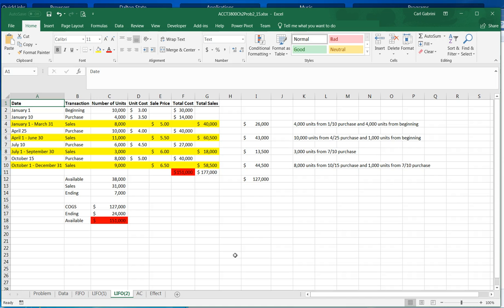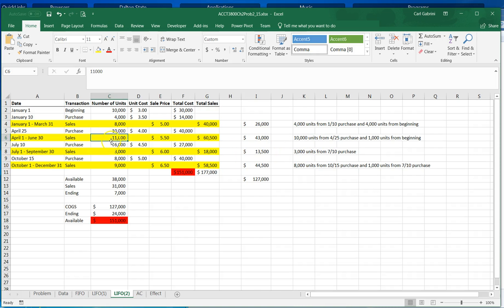Now, what happens if we use the perpetual system where we keep track of this? That means that instead of going all the way to the end of the year, now we're doing it for every transaction. So when we come up with this first sale, the first quarter sales of 8,000 units, this is all we know about here. So of the 8,000 units sold, 4,000 of them come from the January 10th purchase. The other 4,000 come from the beginning inventory. So that means there's 4,000 at $3.50 plus 4,000 at $3, which comes to $26,000 cost of goods sold.